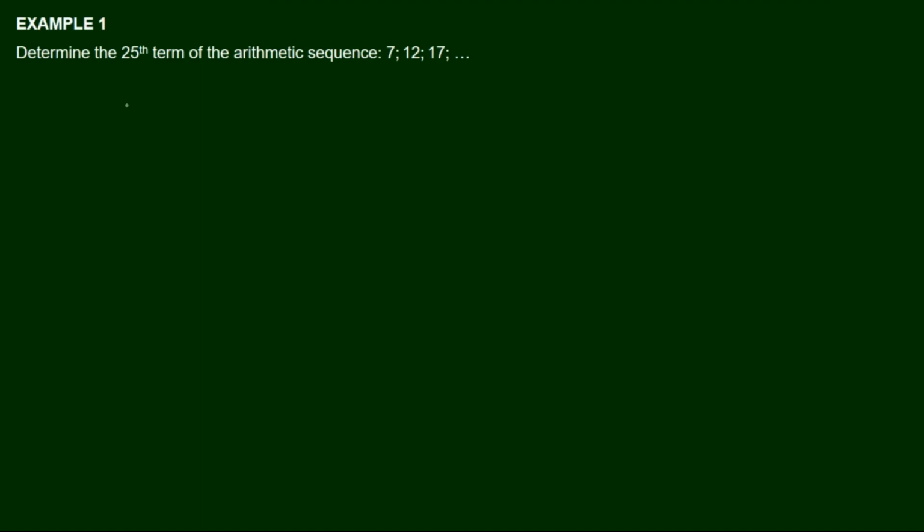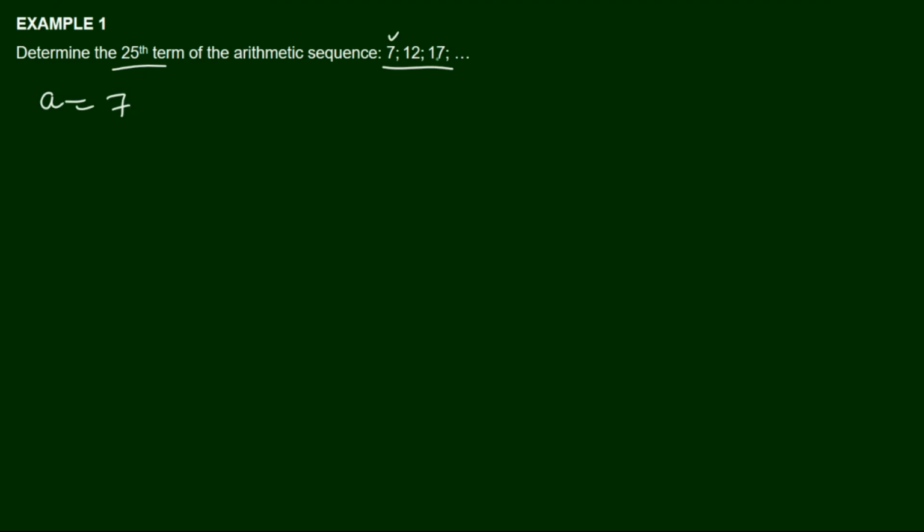We are doing arithmetic sequences. Let's look at example 1. Determine the 25th term of the arithmetic sequence, and then we're given this arithmetic sequence. So what are we given here? We're given A, the first term. The first term is 7.